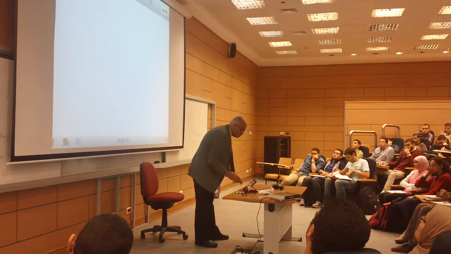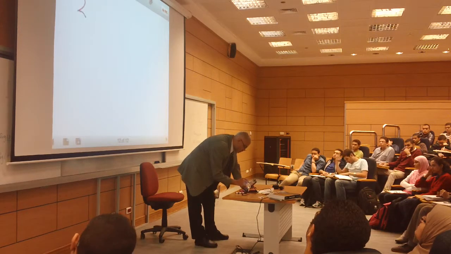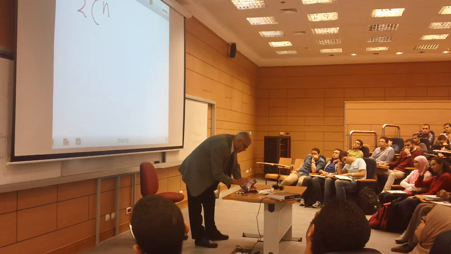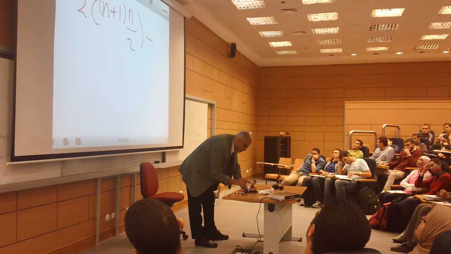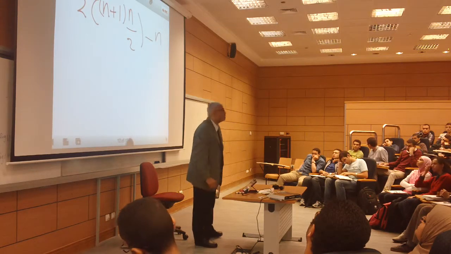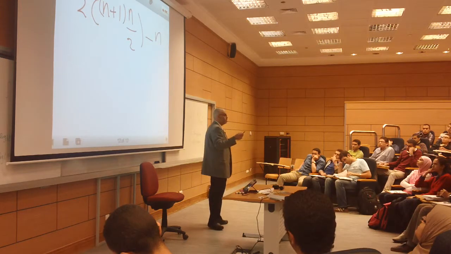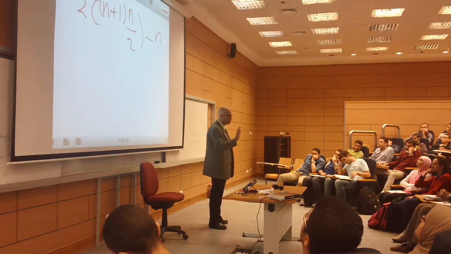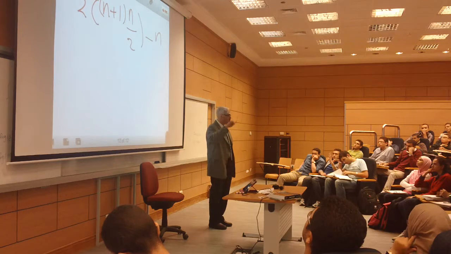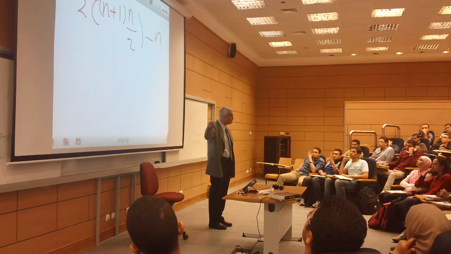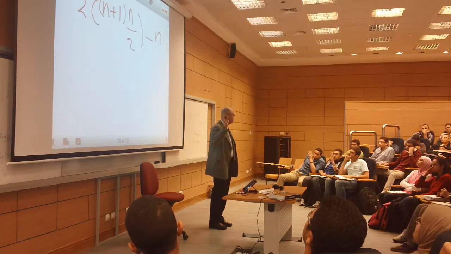This would be equal to 2 times N plus 1 times N divided by 2, minus N. The addition of 1 N times is N. You agree with that? Minus 1, minus 1, minus 1, minus 1 N times is minus N.